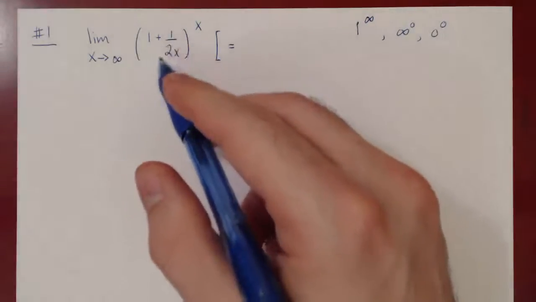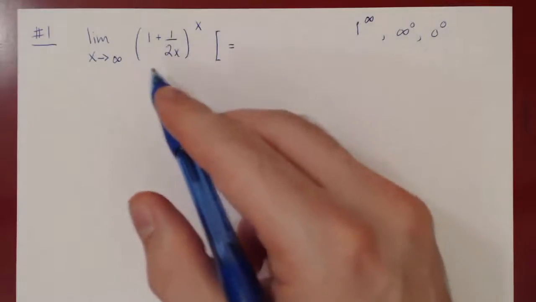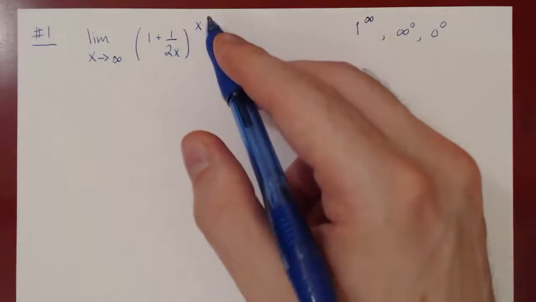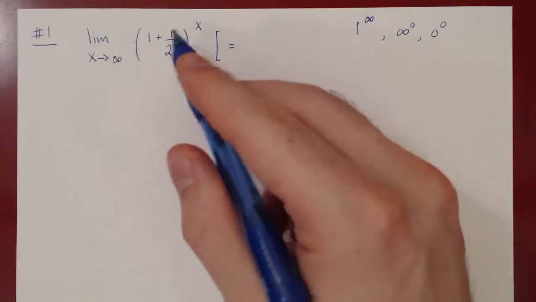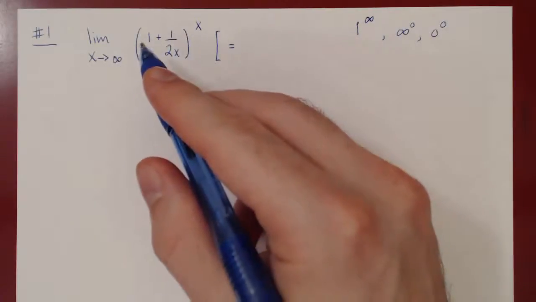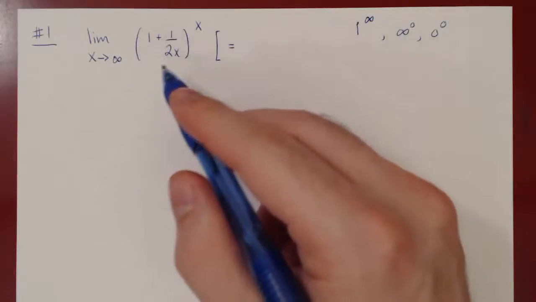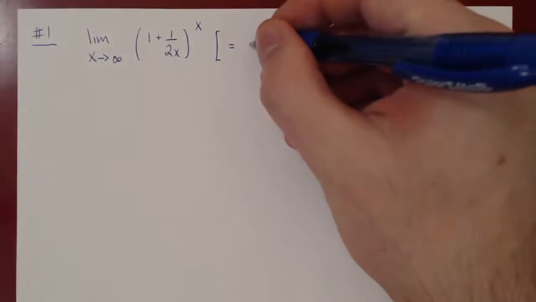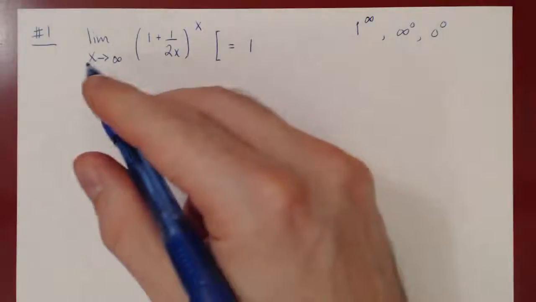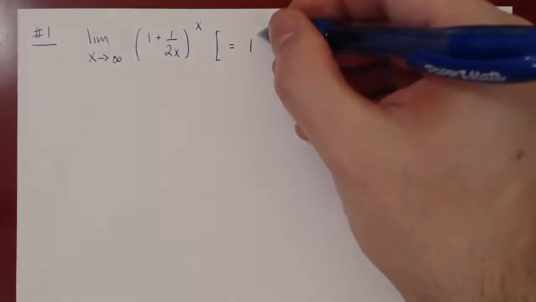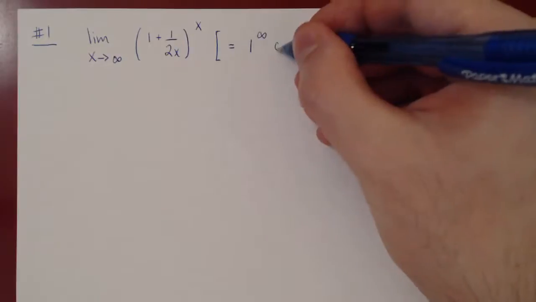So look at the inside. We have a variable raised to a variable power. As x goes to infinity, 1 over 2x goes to 0. So we'll have a 1 plus 0 for the base, which will be approaching 1. And the exponent is x, and x approaches infinity. So we have a 1 to the infinity case.